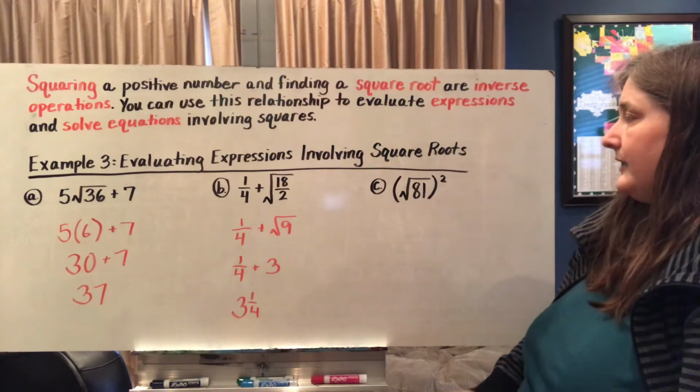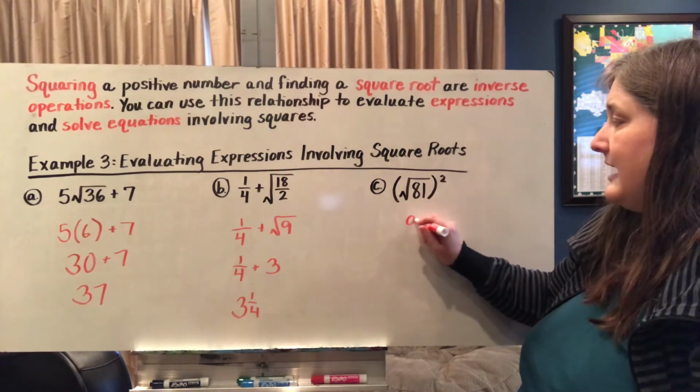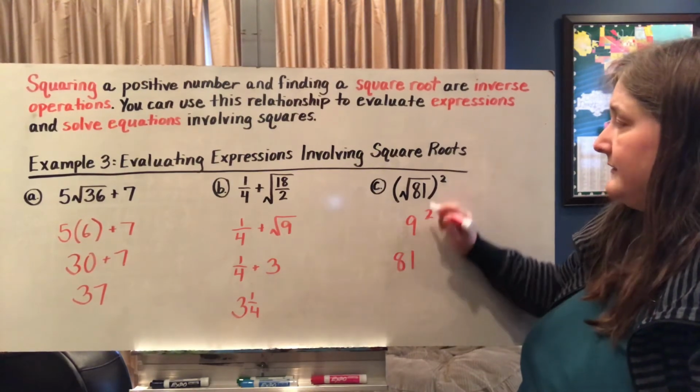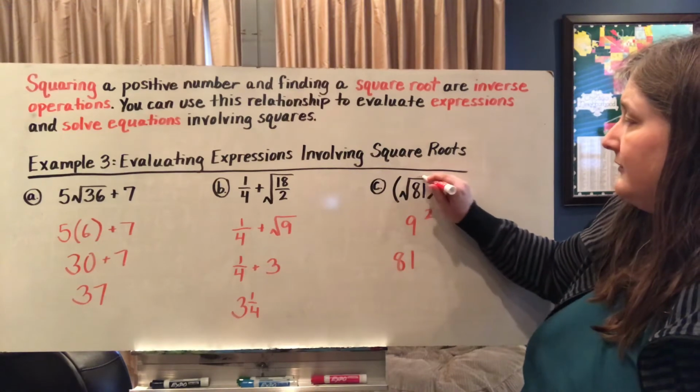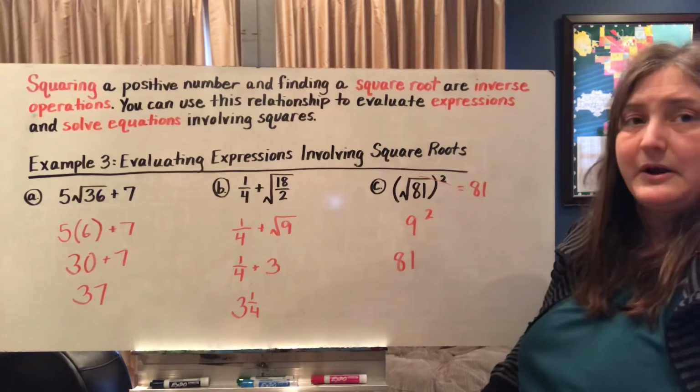In this case, I see in parentheses, they want the square root of 81, which is 9. And 9 squared leads us back to 81. Technically, the square and the square root cancel each other out, so I could go straight to 81 as my answer right in the beginning.